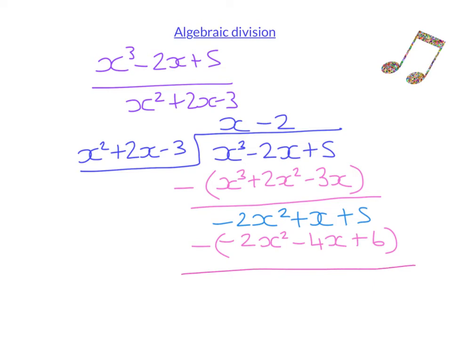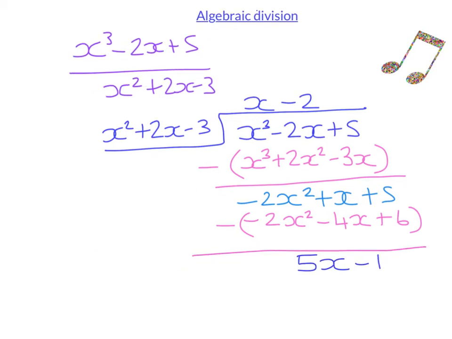And so I'm going to have -2x squared take away -2x squared, which is nothing. x take away -4x, which is x plus 4x. So that's 5x. 5 take away 6, which is -1. So when I do this division, I get the answer x minus 2, and my remainder is 5x minus 1. Okay, so we're going to carry that forward and find the different ways of expressing that.